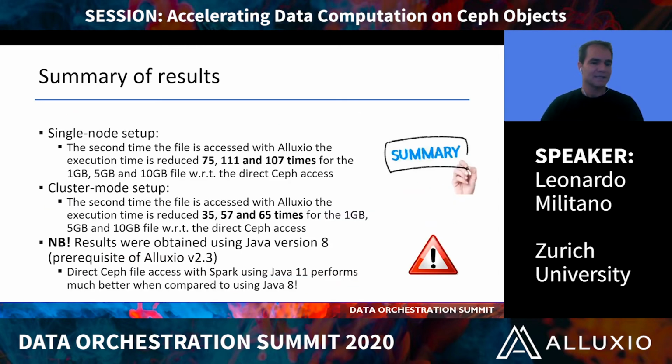So, summarizing the results we have obtained in our analysis: in the single node setup and in the cluster mode setup, we have important gains. In the single node setup, we range from 75 times to 111 times faster data analytics, using Alluxio compared to direct Ceph access. And of course, this ranges according to the file size, so the amount of data it has to fetch from the remote access. In the cluster mode setup, still we have very important gains. It ranges between 35 and 65 times, which is very nice.